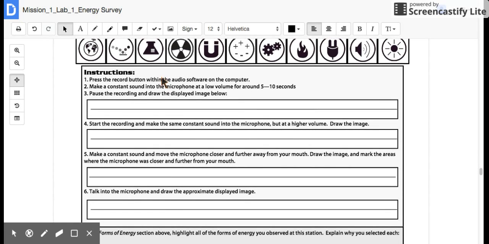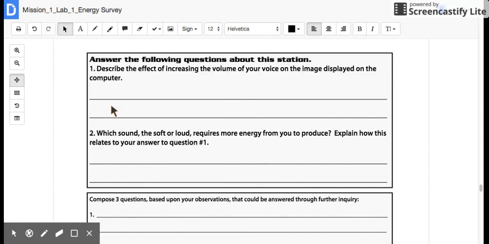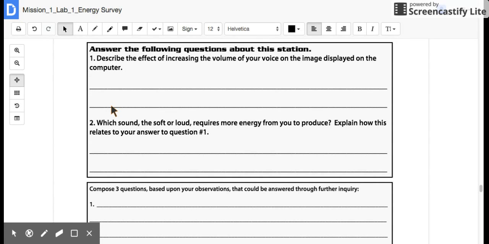Voice. We get to the questions on that. Which sound, soft or loud, requires more energy for you to produce? Explain how this relates to your answer in question 1.